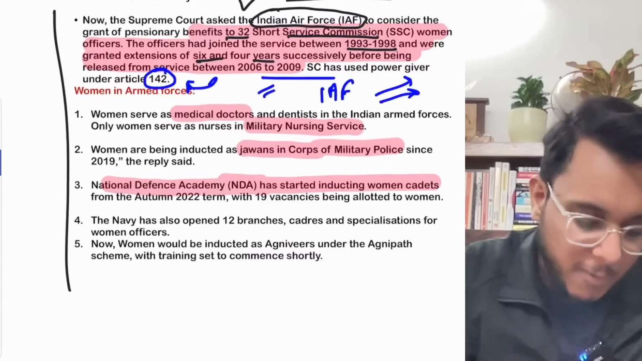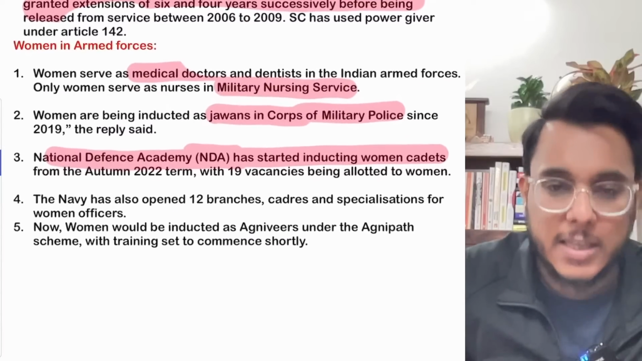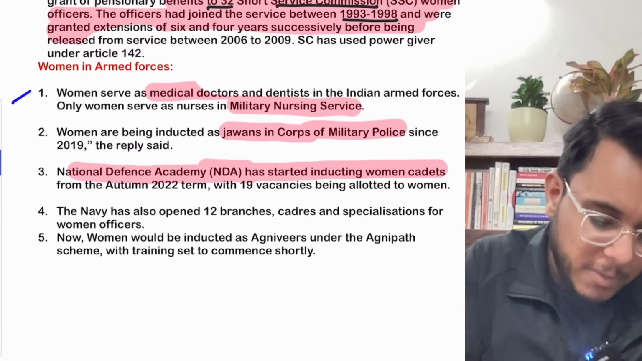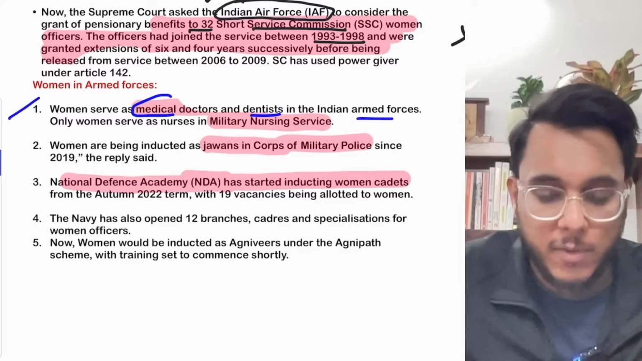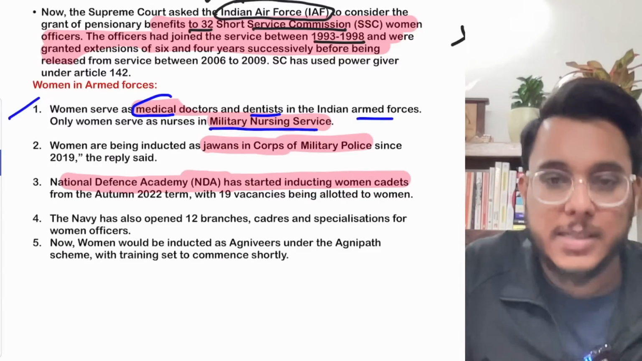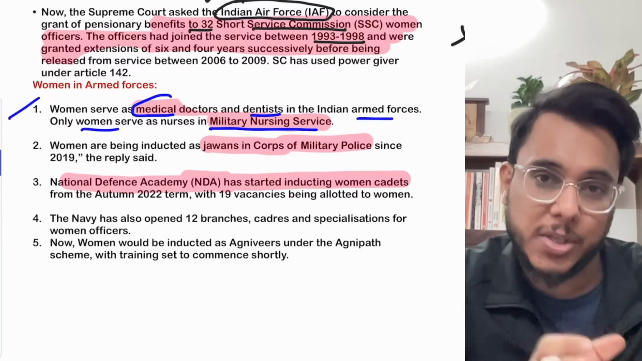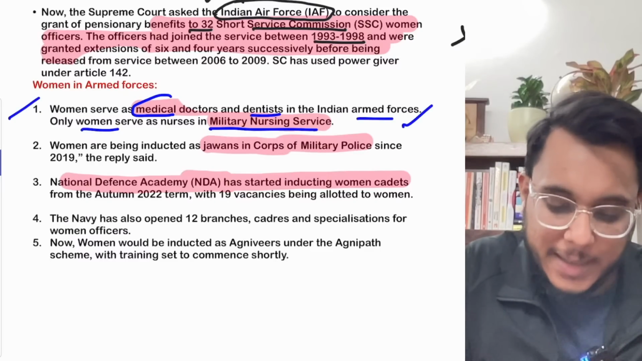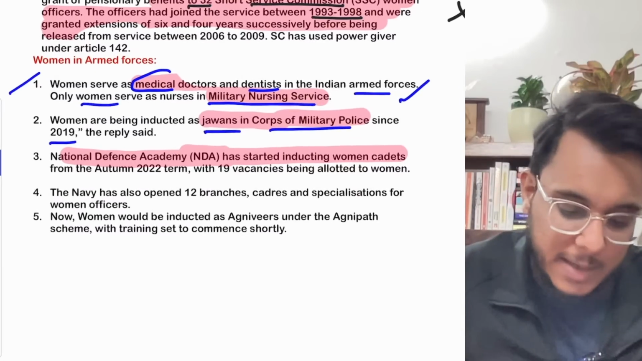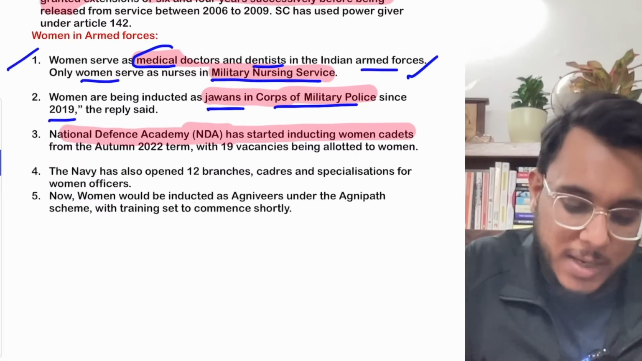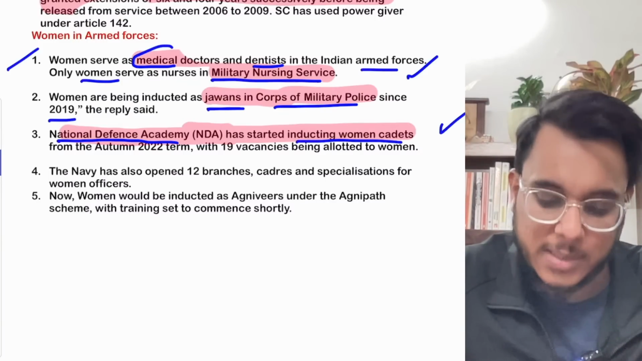Now guys, I have also given you briefly some points on the other capacities in which women are playing a role in the armed forces. Number one, women right now are serving as medical doctors and dentists in the Indian armed forces, and particularly in the military nursing service. In the military nursing service, only women can serve as nurses, so this domain has been reserved for women. Then women are being inducted as Jawans in the Corps of Military Police since 2019. Then recently the National Defence Academy, NDA, has also started to induct women cadets.